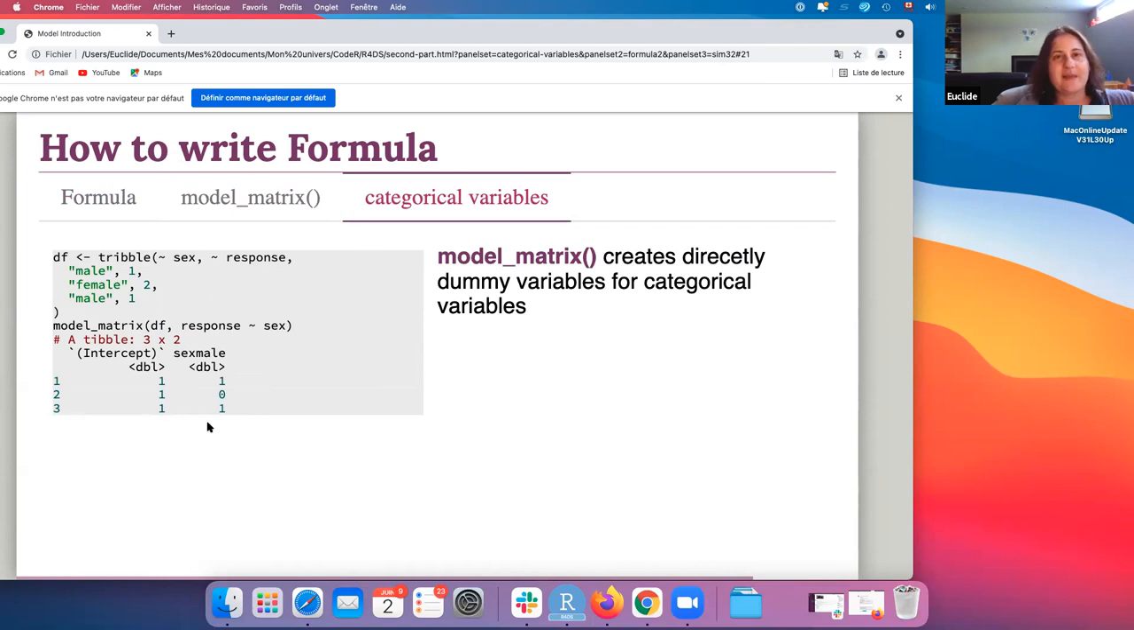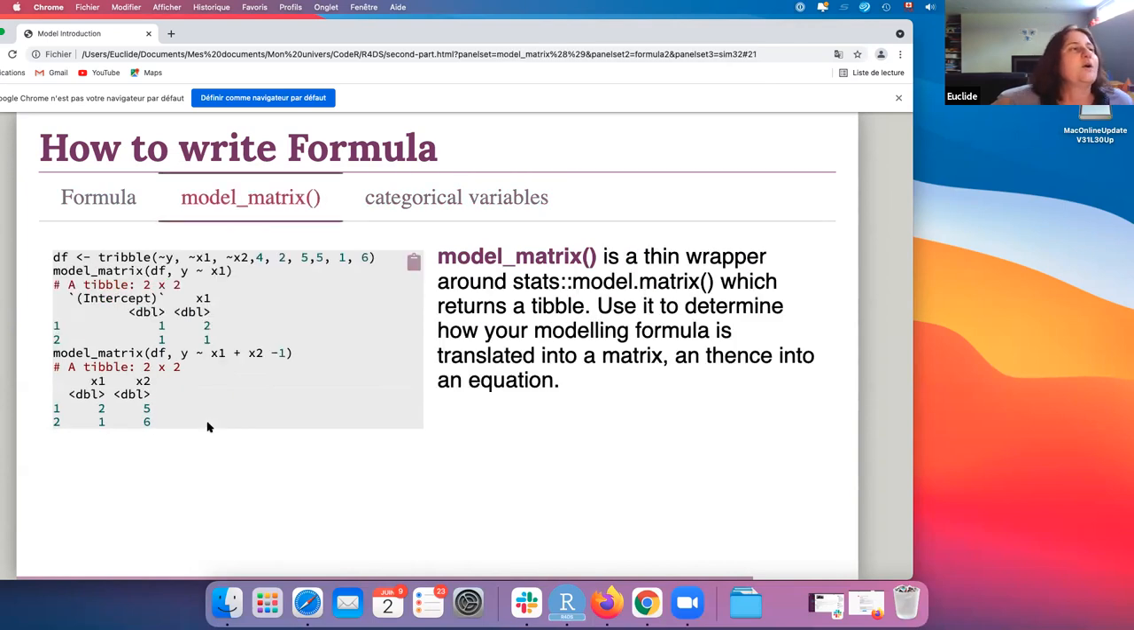Let me just present model matrix and after we'll go to your question. Model matrix is also a wrapper, so you can explicitly look at your formula. I believe that's its only use. For example, we have this very simple table, written by row, with just three variables and this value. If we want to see what this formula means for the computer, it says we have the intercept and then the value of x1. And if you want the minus one, it's just taking x1 and x2. This is how model matrix works.